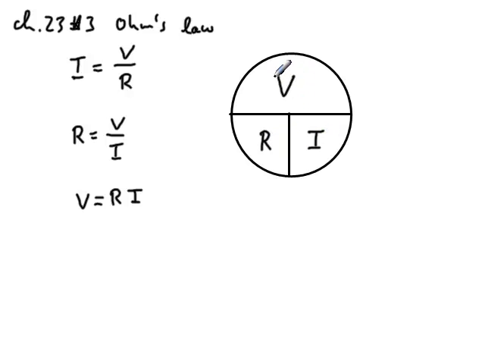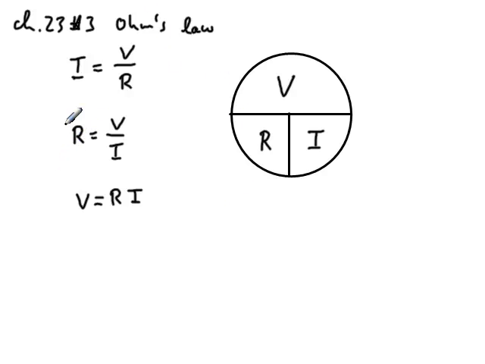And what this means here is that V equals R times I, or R equals V over I, or I equals V over R. Okay, so that way it can be memorized as well if you memorize this circle or triangular representation. As I said, you can look up triangle, looks exactly the same, except it's a triangle.